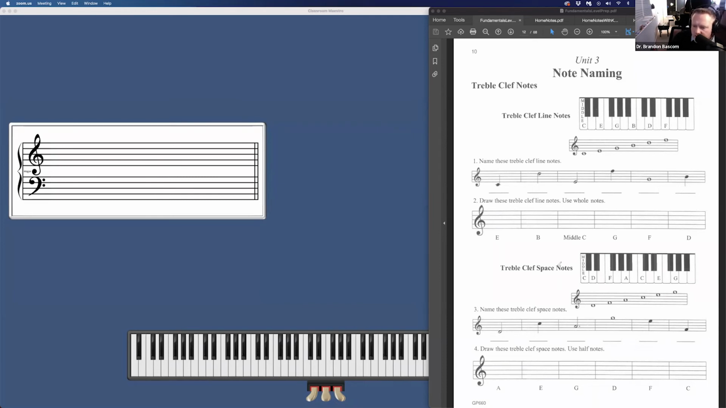Okay, now we have treble clef space notes. They gave you middle C to reference, and then we have a skip in our musical alphabet, D, F, A, C, E, G. And they want us to name the treble clef space notes.